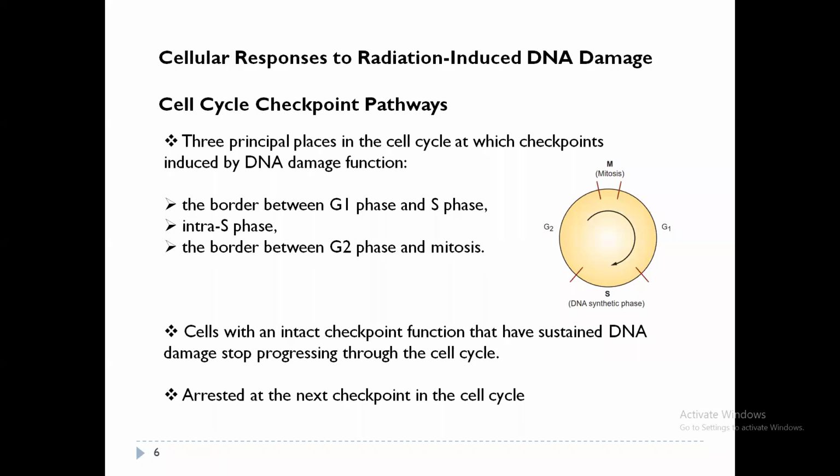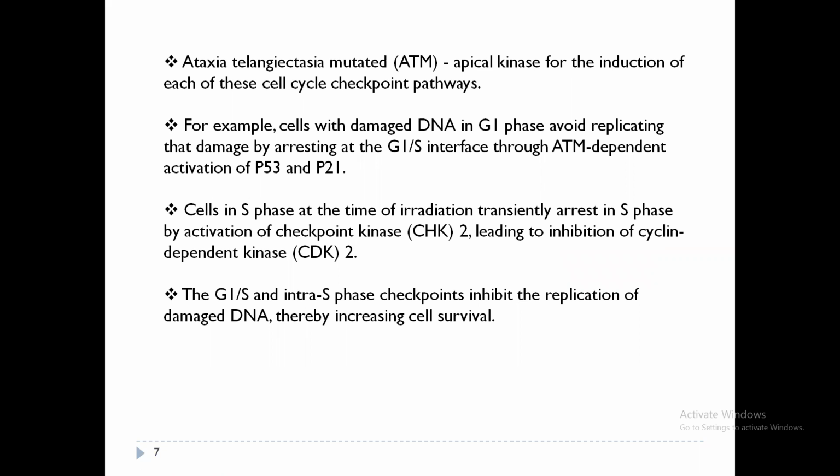Cells with an intact checkpoint function that have sustained DNA damage stop progressing through the cell cycle. They are arrested at the next checkpoint in the cell cycle. Ataxia telangiectasia mutated, ATM, is an apical kinase for the induction of each of these cell cycle checkpoint pathways, which we have seen in the previous slide. For example, cells with damaged DNA in G1 phase avoid replicating the damage by arresting at the G1/S interface through ATM-dependent activation of P53 and P21.